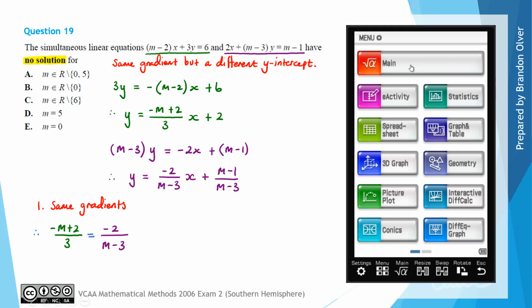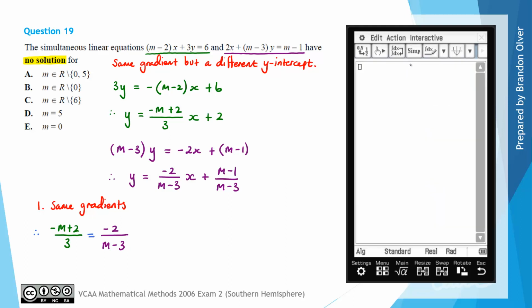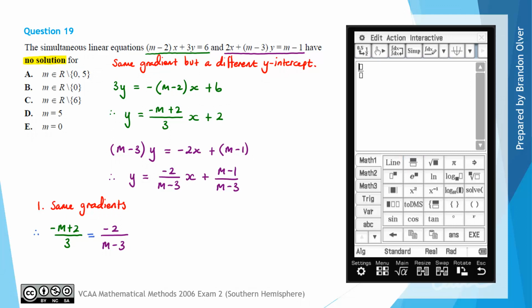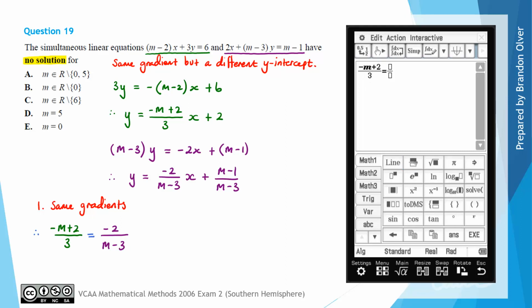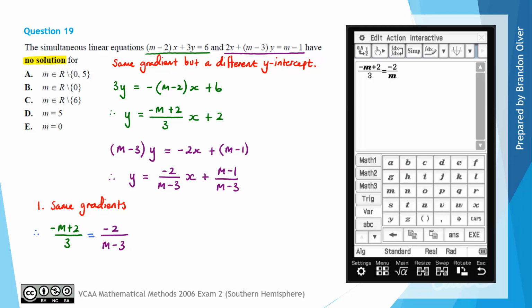So on the calculator we can go into the main menu and we want to set up that equation. So clicking on keyboard we can bring up a fraction, and then we want negative, and I'm going to use m rather than some other variable, the actual one we're using. So we'll use negative (m plus 2) over 3 is equal to, and then we need another fraction, which is negative 2 over m. So we need to go back into variables, subtract 3, and we can solve that for m.